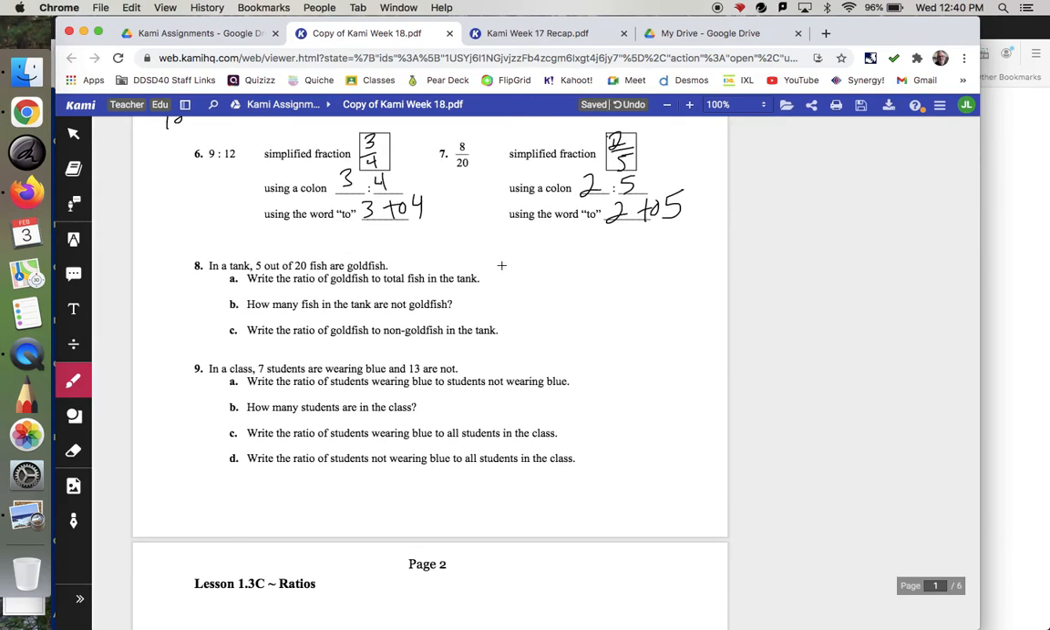The ratio of goldfish to total fish in the tank is 5 to 20, or 1 to 4. And there are 15 non-goldfish. And so the ratio of goldfish to non-goldfish is 5 to 15, or 1 to 3. For every one goldfish, there's 3 others that are not goldfish.